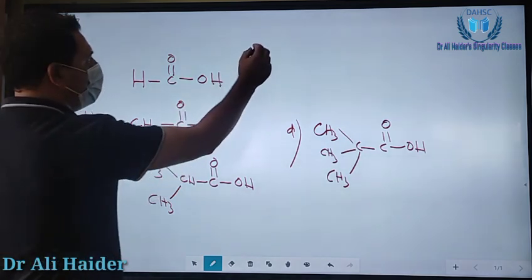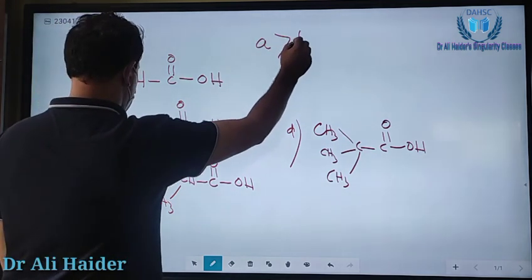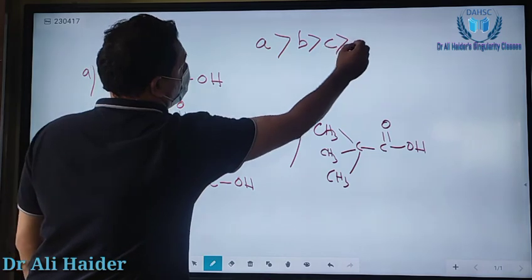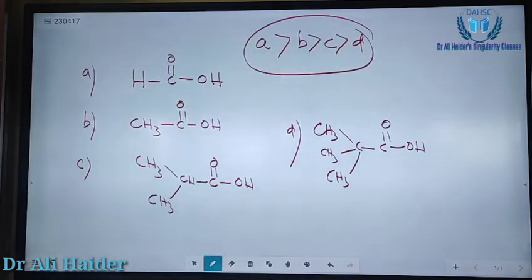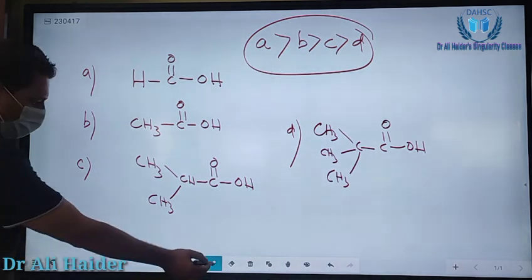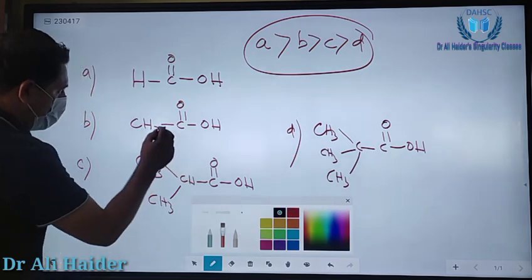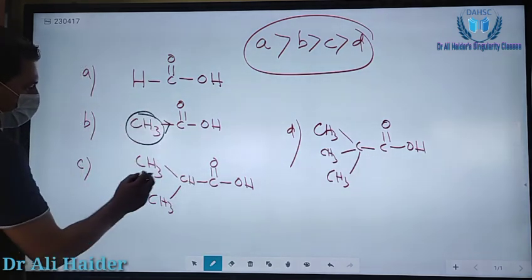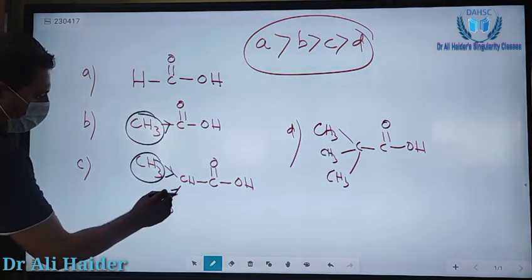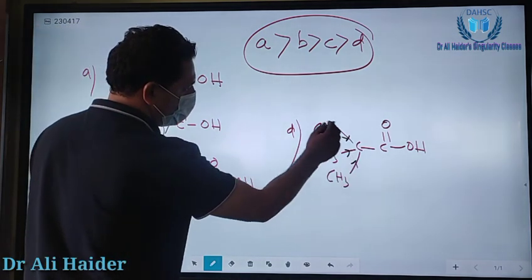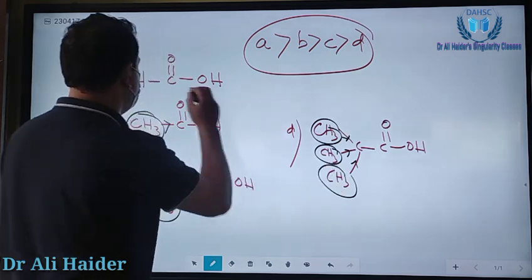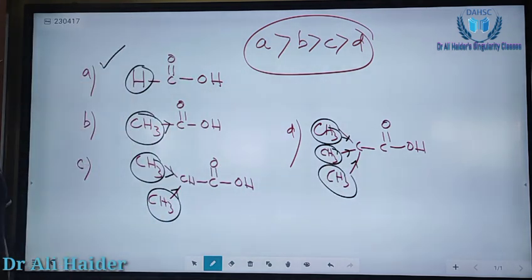Obviously A. Fine. Followed by B, followed by C, followed by, अब यहाँ कैसे explain करेंगे हम? On the basis of the number of electron donating groups. Got it? So the nature of the question can vary. Yes, sir. You can get different types of questions. So यहाँ पे क्या है? यहाँ पे एक electron donating group है. यहाँ पे कितने हैं? दो. ठीक है? यहाँ पे कितने हैं? तीन. So there are three strong electron donating groups. यहाँ पे कोई है नहीं, so this will be most acidic. You got it? Any question?